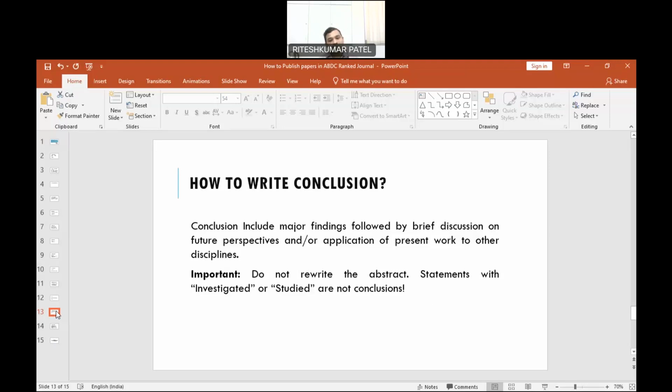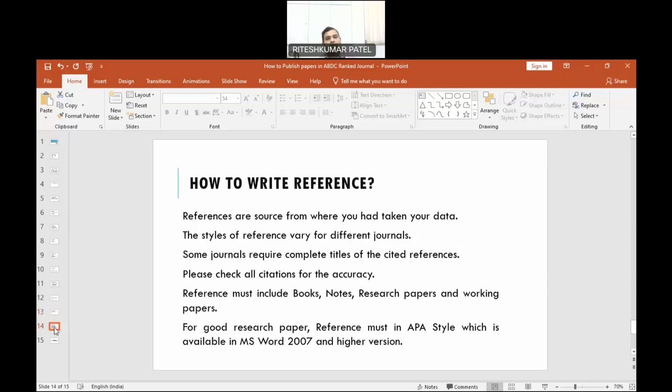Statements using words like investigated or studied are not conclusions. Saying that we have investigated and studied something is not a statement that shows an outcome. So decide this well in advance and then move ahead.